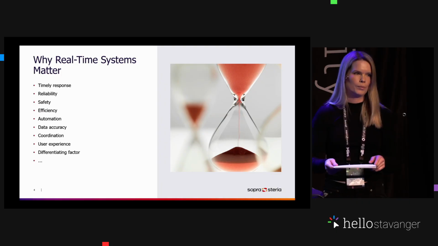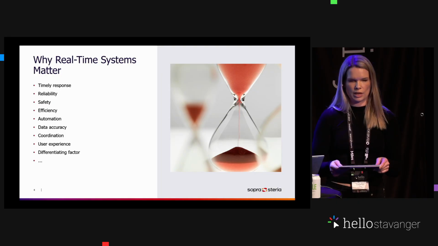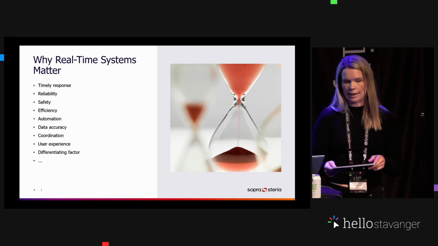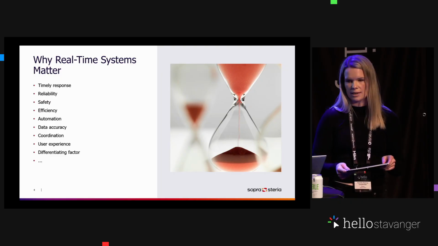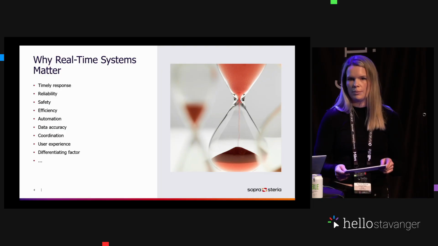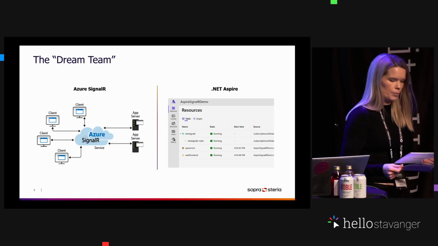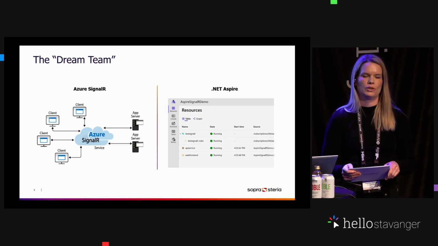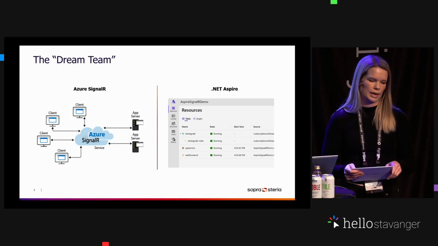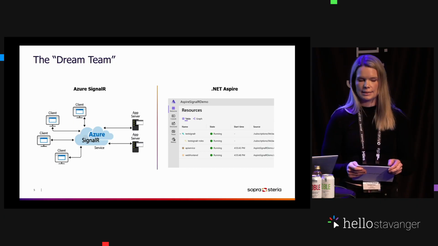But here's the problem. Building real-time systems has traditionally been complicated. You need to understand the WebSockets protocol, scaling across servers, sticky sessions, backplanes, retry functionality, etc. It's a lot of groundwork for something users simply expect to work. But the good news is that with the right tools, it doesn't have to be complicated. And that's what today's talk is about, how .NET Aspire and Azure SignalR can work together to make real-time communication cloud-based, scalable, and surprisingly simple.